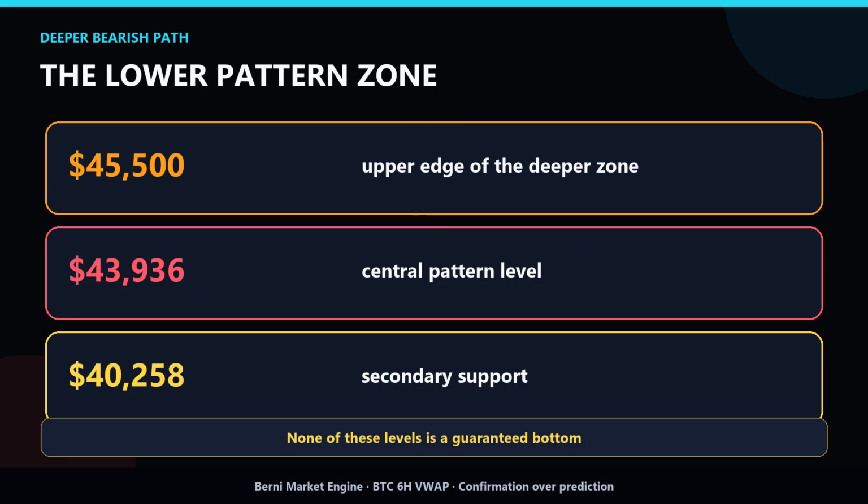If the intermediate zone fails, the deeper pattern path begins near $45,500. The central pattern level is $43,936. Below it, $40,258 is the secondary support. These are scenario levels, not guaranteed targets, and none of them proves a final bottom.